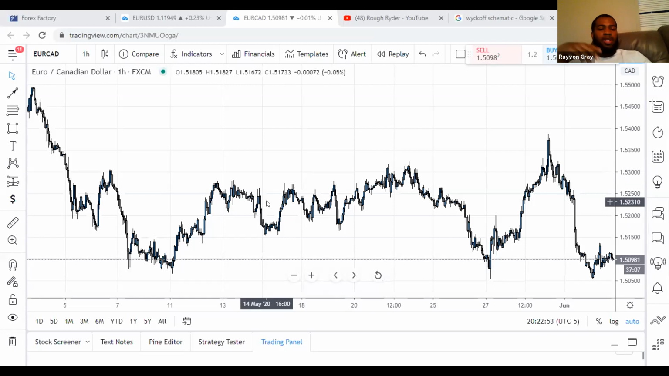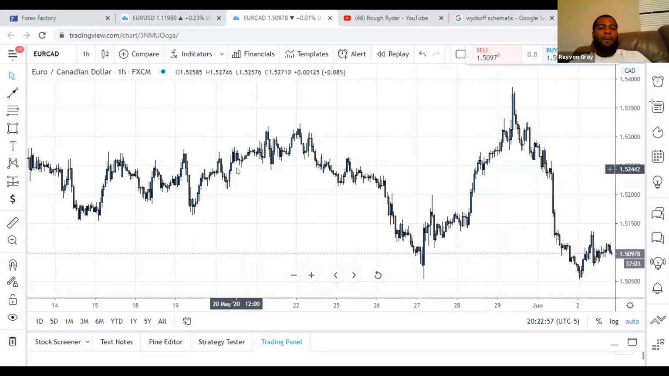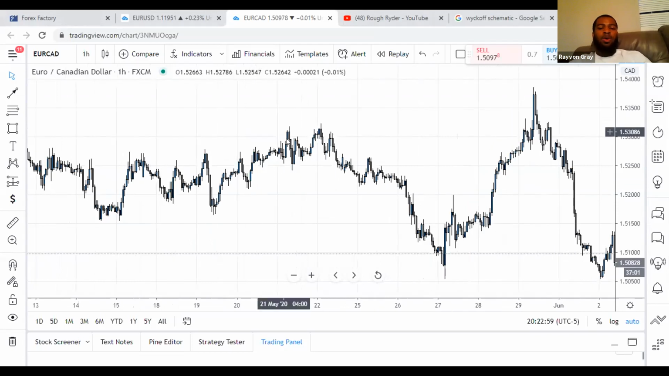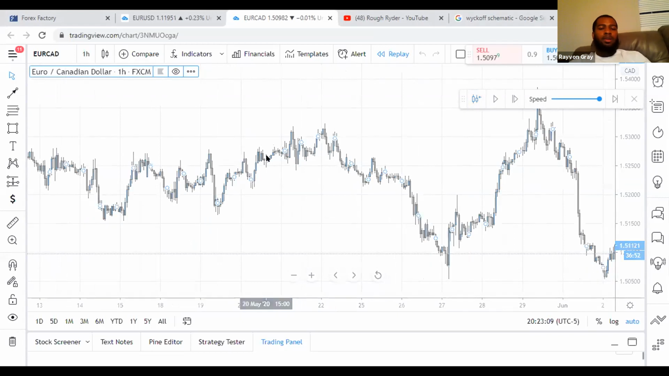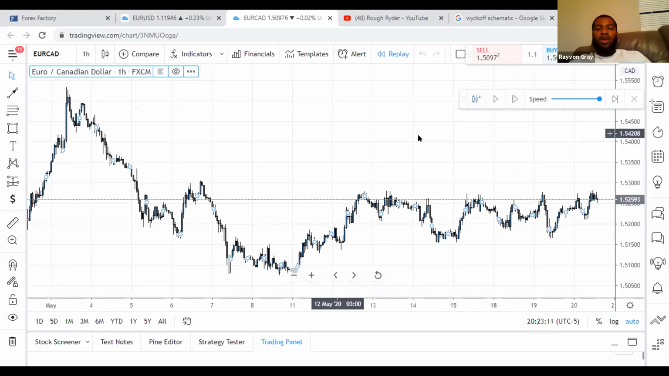So just a setup that I was looking at throughout the week, I saw it, but I personally didn't even take it. So let's say, right? Let's say we looking at this right here. Let's say we at this point in the market, right?